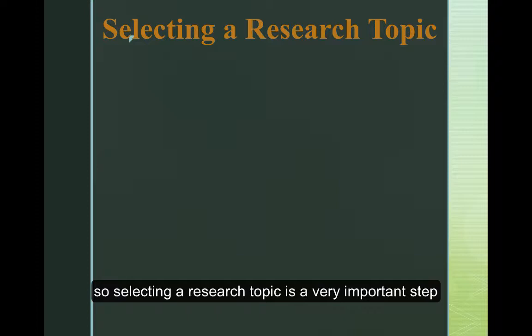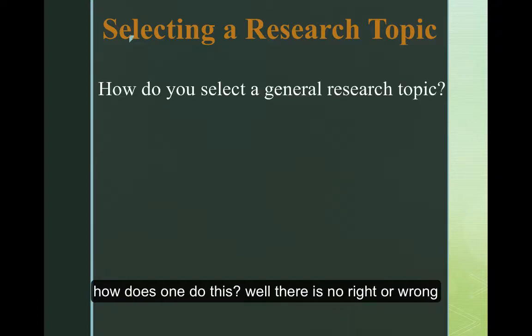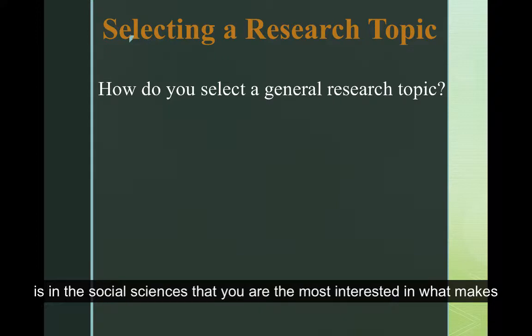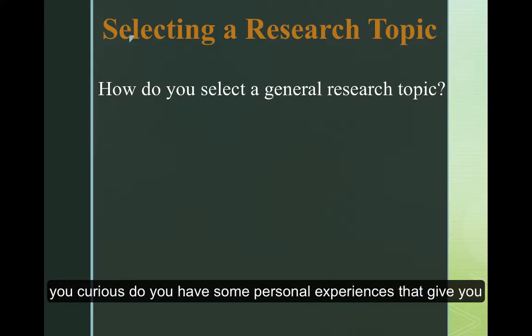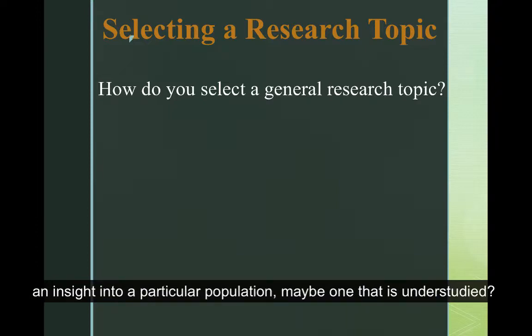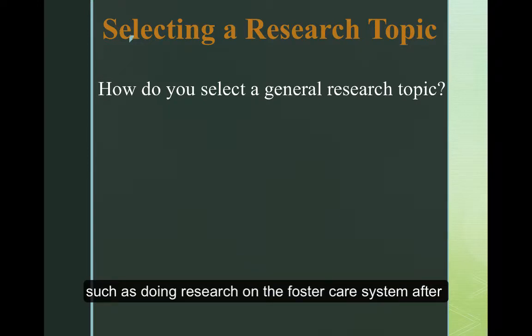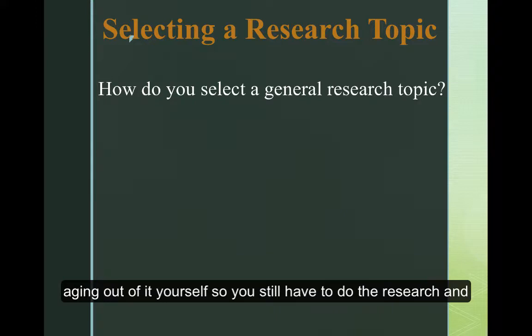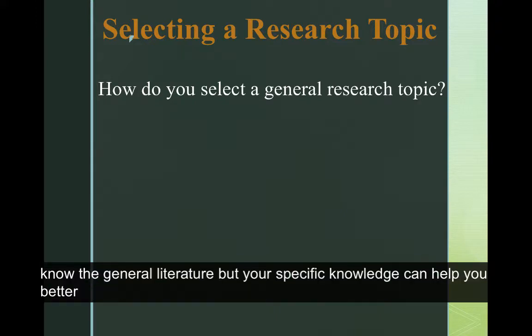So selecting a research topic is a very important step. How does one do this? Well, there's no right or wrong way. You have to just think about what topic areas in the social sciences you are the most interested in. What makes you curious? Do you have some personal experiences that give you an insight into a particular population, maybe one that's understudied? Such as doing research on the foster care system after aging out of it yourself. So you still have to do the research and know the general literature, but your specific knowledge can help you better understand these issues.